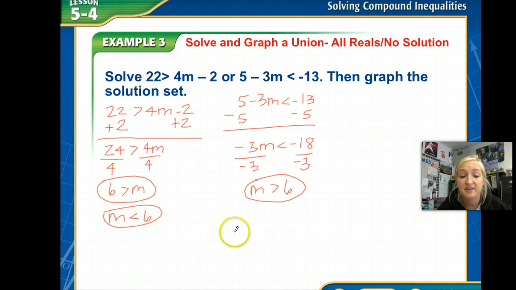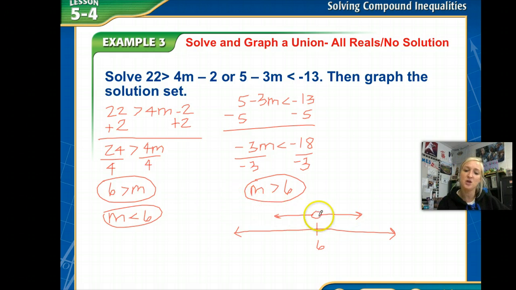All right, so I just put the variable first on that example. It's going to help us when we graph. And notice that both of my solutions are 6. This one is everything less than 6, and this one is everything greater than 6. So notice that even though it's an open circle at 6, it would cross over with each of the solutions. So our answer would be all real numbers, because every number on the number line is accounted for.